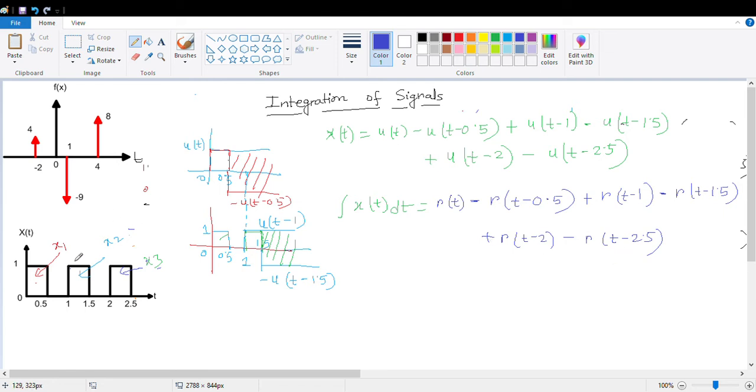But if it is asked to draw the integration of this signal, then how will you draw it? You will draw it in this way. This is a unit ramp. So starting from here, we will draw a unit ramp here. The magnitude of the unit ramp is 0.5. At 0.5 there comes another unit ramp. As it is a unit ramp, the slope is 1. So this magnitude is also 0.5.